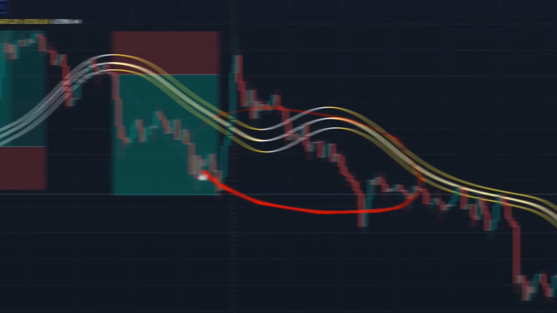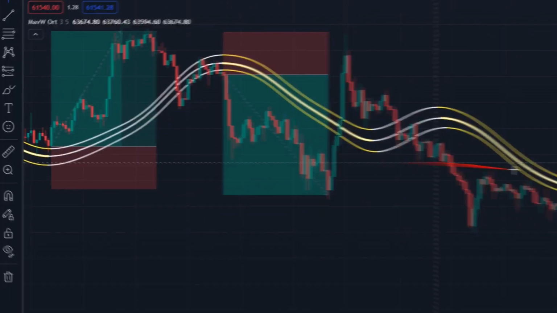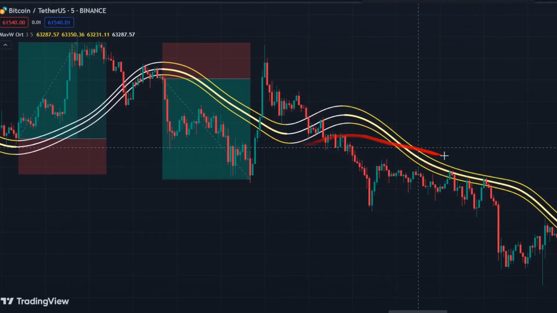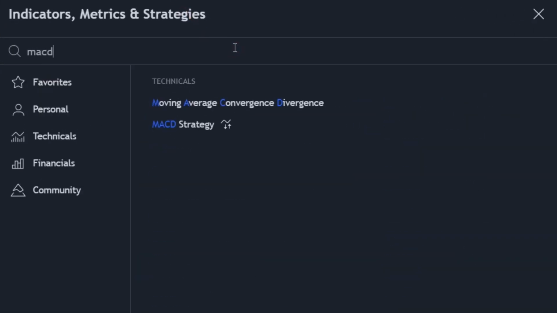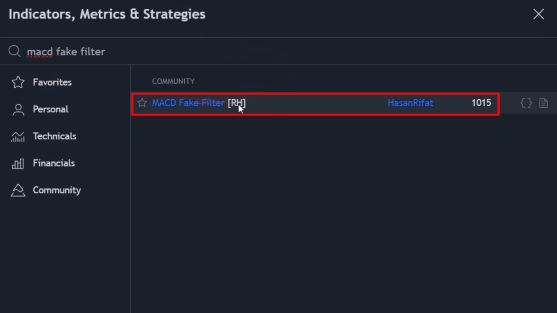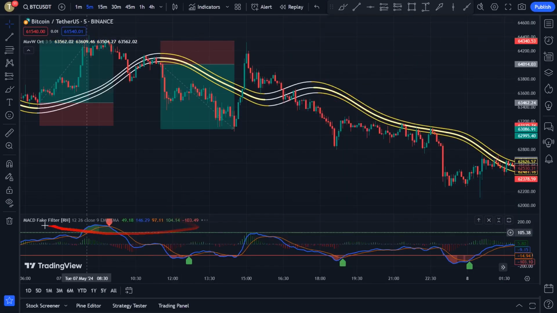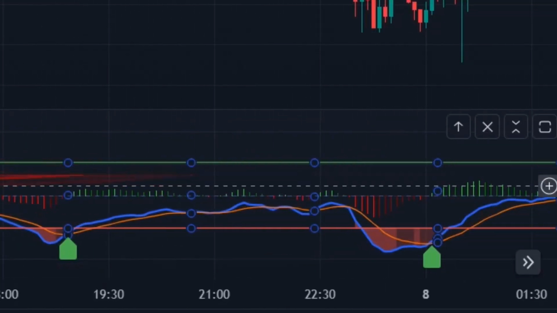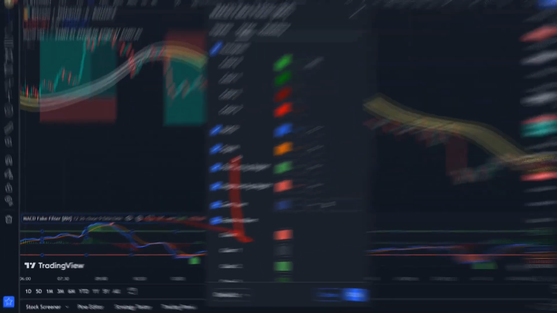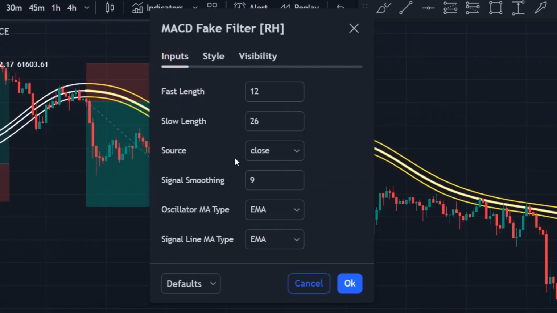To increase the win rate of this strategy, we need another indicator. So go to the indicator tab and search for MACD fake filter in the search box. When you find this popular indicator, click on it to add it to the chart. As you can see, this indicator has been added to the bottom of our chart, but it needs a series of changes. So we have to enter its settings and make the changes.